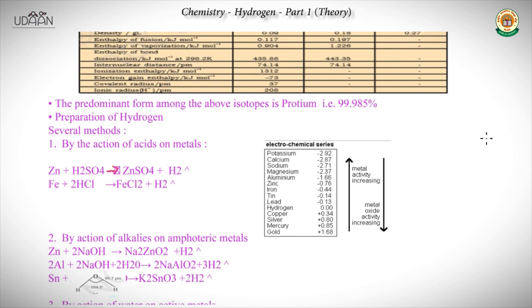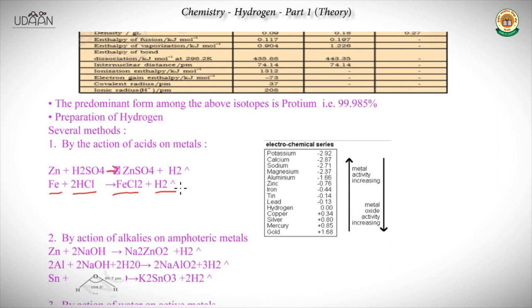The first reaction is Zn plus H2SO4, which will produce ZnSO4 plus H2. H2 is a gaseous compound, so it will evaporate; that sign is basically for evaporation, it will go away. A similar reaction is with iron. In this we use HCl as the acid, and FeCl2 and H2 will be produced.